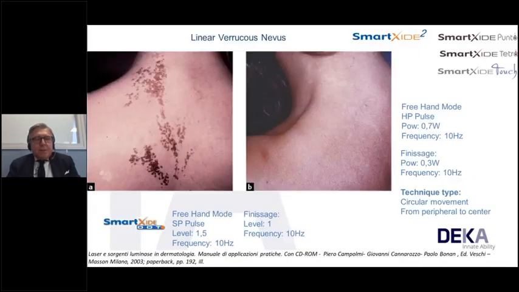In this case, we treated this superficial linear verrucous nevus, and in the past, when we didn't have this kind of technology, we got not so good scarring. Now we obtain good results in terms of wound healing. You can note down, in this case, the parameters: SP pulse level 1.5 and 10 Hz with the previous SmartXide dot, and freehand mode, HP pulse, power 0.7 and frequency 10 Hz with the new systems.